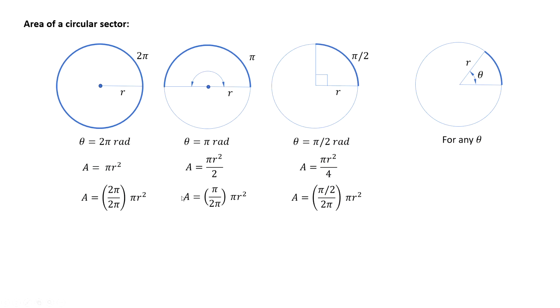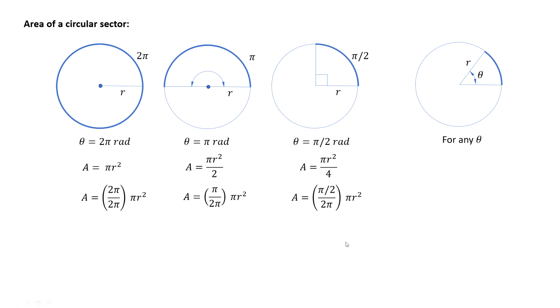Yeah. Hey, wait. Now I see a pattern. Every time in the denominator you have a 2 pi. Yep, you're right. What do we have on the top? 2 pi. What was the angle there? 2 pi. What's the angle here? Oh, that's theta. Theta is pi radian. What's the angle here? Pi half. So whatever is the theta, that goes on the top, and 2 pi in the bottom. That is the fraction of pi r square, which will give us the area.